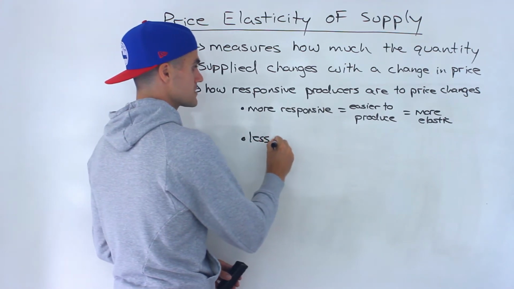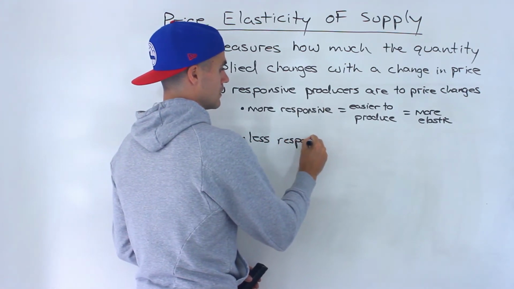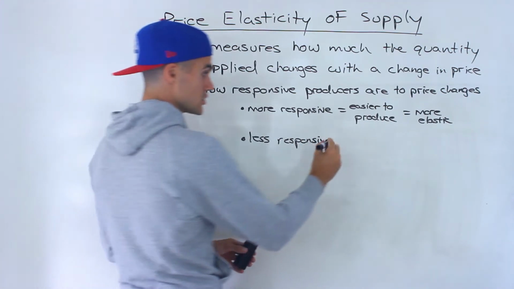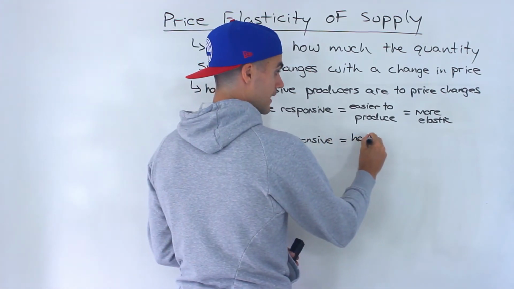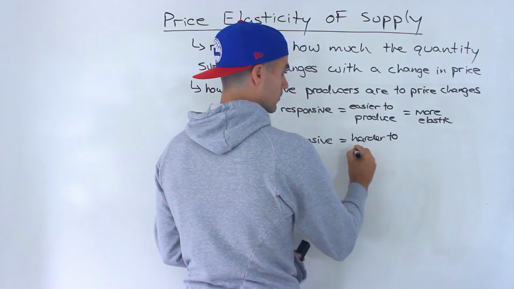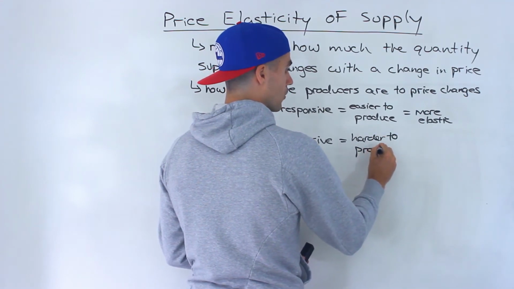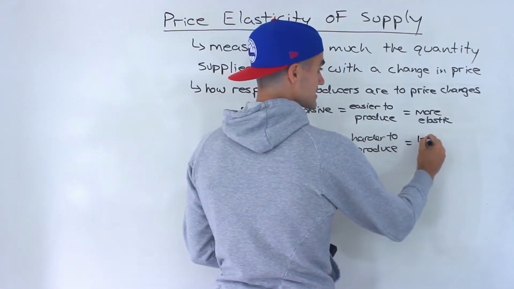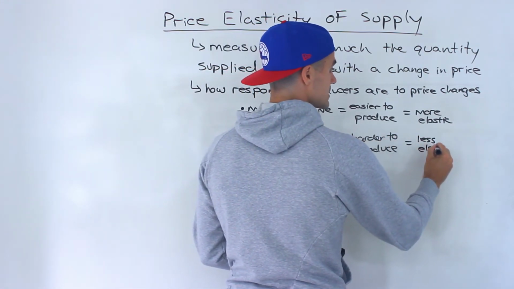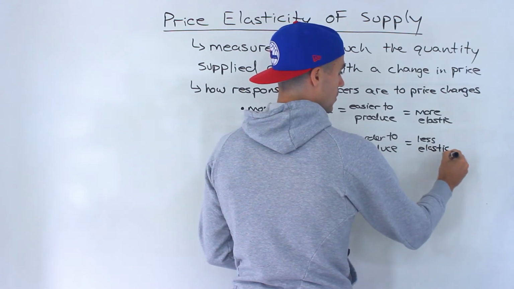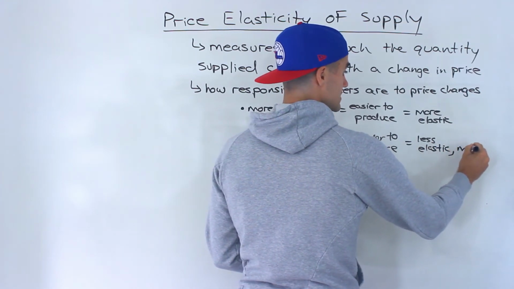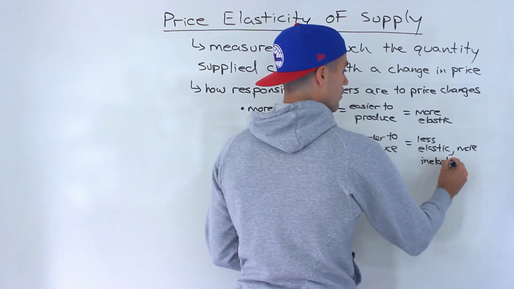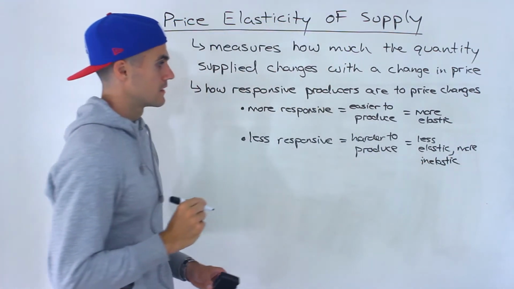versus the other case, the less responsive a producer is to price changes, the harder it is to produce. That's why they can't respond that quickly. Right? Maybe that good or service requires more resources. It's harder to produce. That means it's less elastic. Its price elasticity of supply is less elastic, or it's more inelastic. Less elastic, more inelastic. If you remember, those mean the same thing.